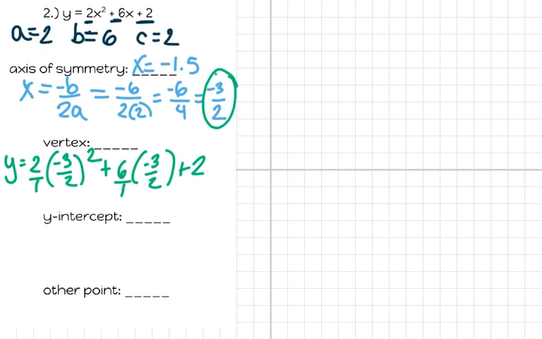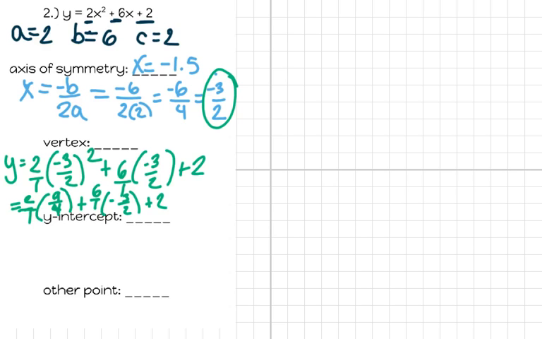When we work this out, though, it is a good review if you don't have a calculator. Remember your order of operations, do your exponents first. Any whole number you just put over 1. So negative 3/2 squared becomes actually positive 9/4. So we have 2 over 1 times 9/4 plus 6 over 1 times negative 3/2 plus 2.